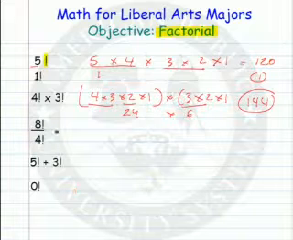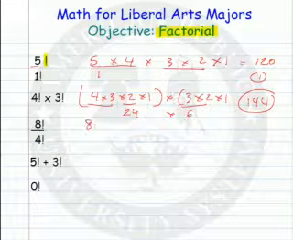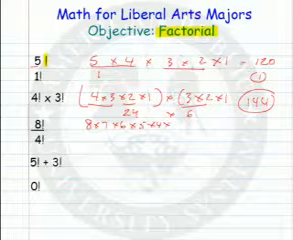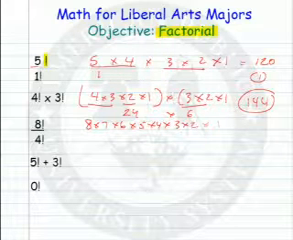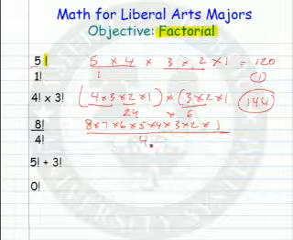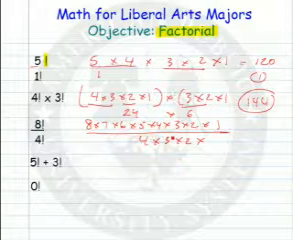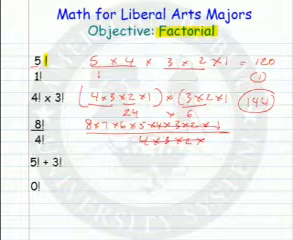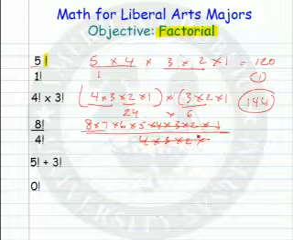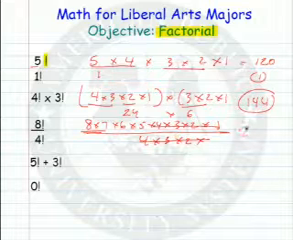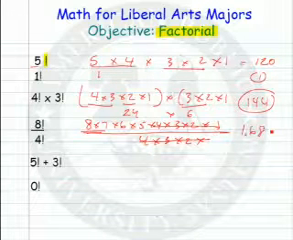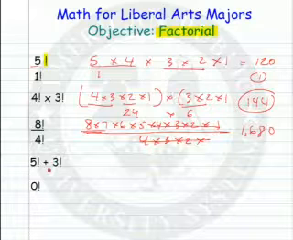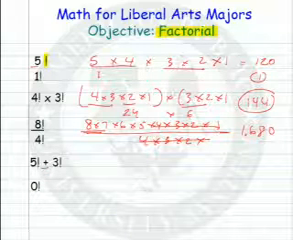8 factorial divided by 4 factorial would be 8 times 7 times 6 times 5 times 4 times 3 times 2 times 1 all over 4 times 3 times 2 times 1. Now, since these are all factors, we can simplify the numerator and denominator and be left with 8 times 7 times 6 times 5. That's 56 times 30, and that's equal to 1,680.